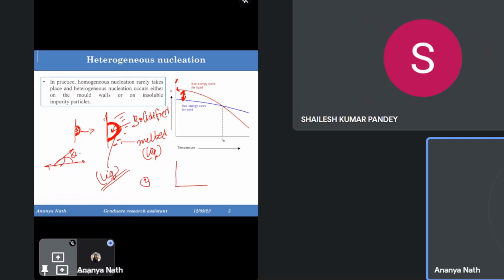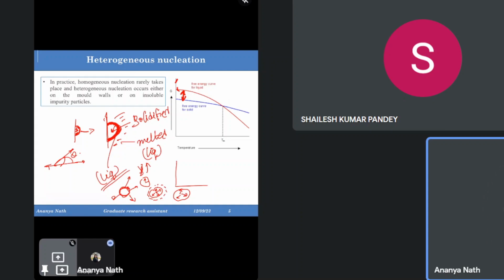If this is a small nucleus that is trying to grow, the surface area will increase. As the surface area increases, the surface free energy will also increase. But from inside, the volume is also increasing, and the volume will help this thing grow. That means the volume free energy is also increasing as the volume increases, and the surface free energy is also increasing as the surface area increases. But the volume energy is acting from inside, so it will help to grow the material.